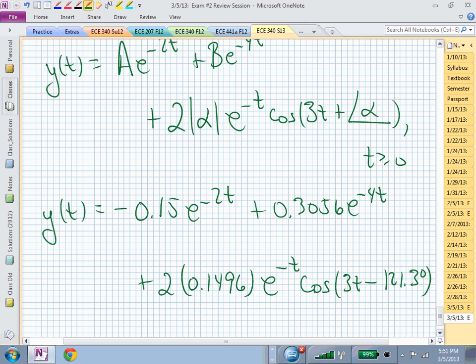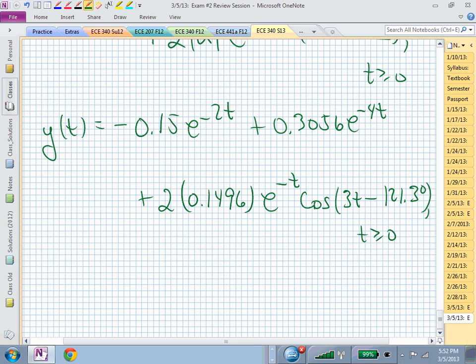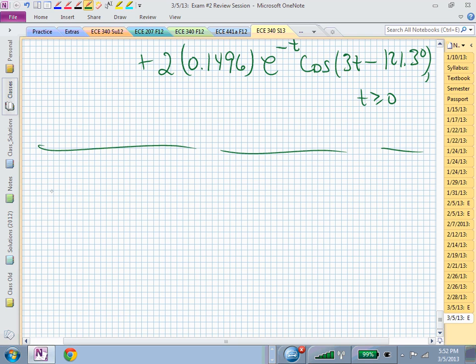So a very clean set of numbers. And you may end up with something like that. And that's true for t greater than or equal to 0. Questions on that? What if I ask you to find a state space representation?